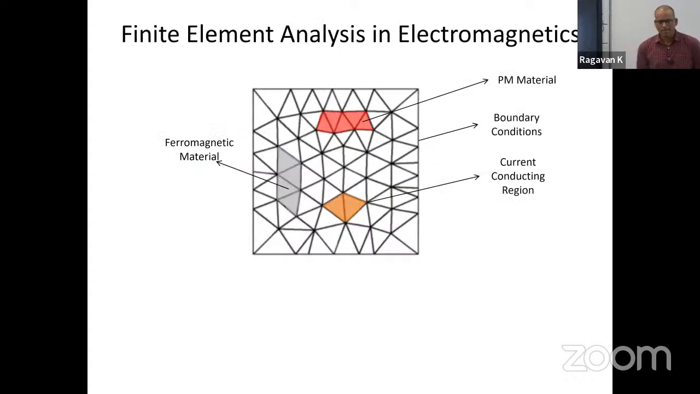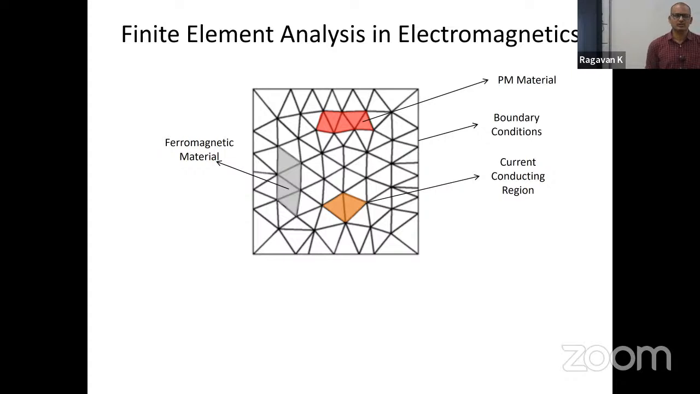So what is an FEA problem? Essentially, we have a problem domain where we have conducting regions, and we have magnetic material which has inherent magnetization. You don't need additional excitation for that material volume to support magnetization, and there is ferromagnetic material that is a good conductor of magnetic field. So our interest is to solve for the magnetic and electric field distribution, and say the associated forces, current densities, etc.